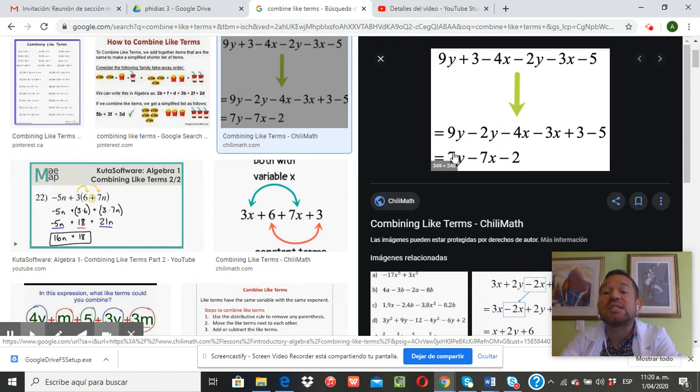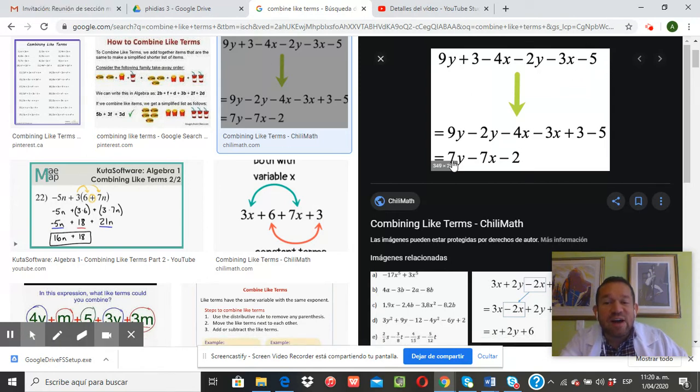Now we have to do the same with the x's. 4x, but look, it's negative. 4x is negative, and negative 3x. So I have a debt of 4, and now I have a debt of 3. I have a final debt of 7 in x's. So that's why minus 7x. Now the constant terms: we have 3 minus 5, which is minus 2. The final answer is this one. We cannot simplify that one. This is the final one, okay?